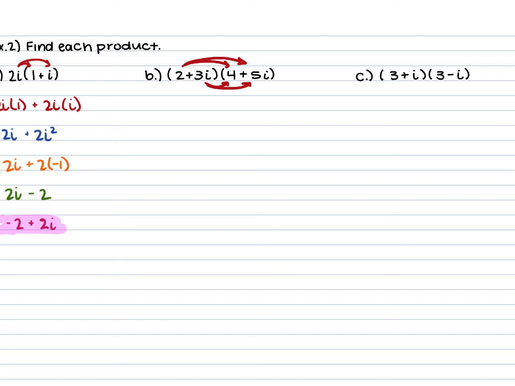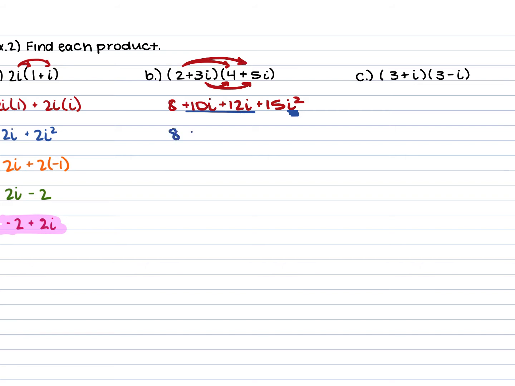So 2 times 4 gives us 8. 2 times 5i is 10i. 3i times 4 is 12i. And 3i times 5i is 15i squared. We are going to combine our like terms. At the same time, we want to replace that i squared with a negative 1.